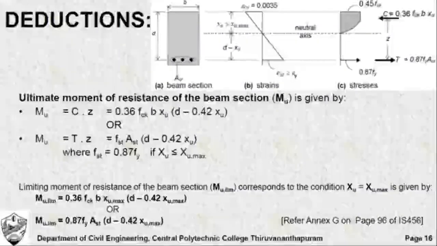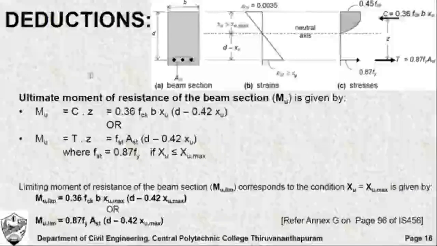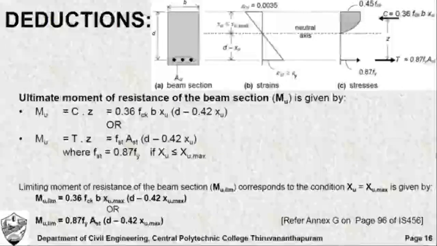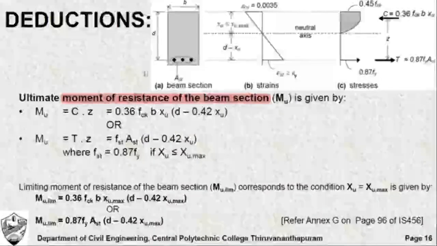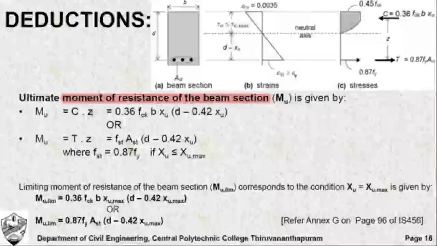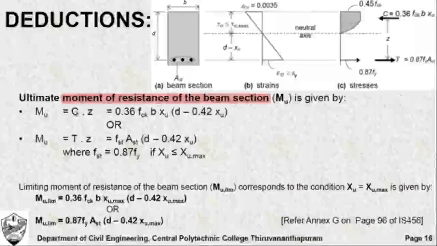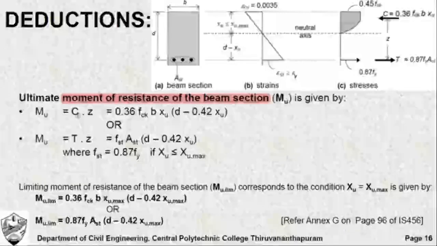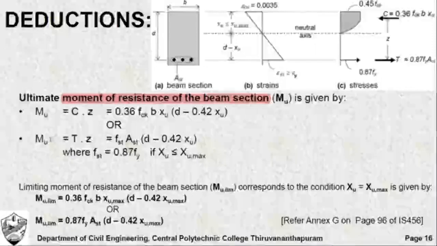Now we can find the final moment of resistance of the beam. The final moment of resistance, or the moment which can be resisted by the given beam cross section and the given steel reinforcement, we can find out. Force into lever arm will give you the moment. We have two forces, compressive force and tensile force. We can use any one of them to determine the moment of resistance. Either compressive force into lever arm or tensile force into lever arm will give you the moment of resistance.